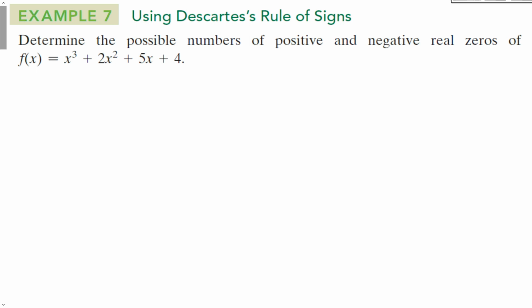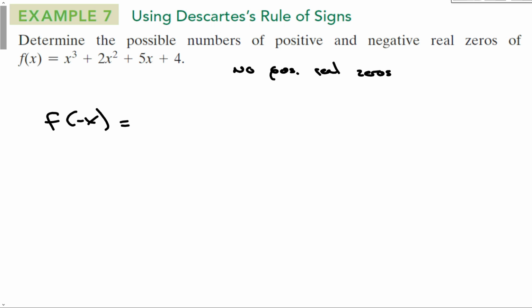So let's see how this actually works. And let's use Descartes' rule of signs to see the number of sign changes. Positive, positive, positive, positive. There are no sign changes for this function, okay? So there are no positive real zeros. But now we have to look at this function, f of negative x, okay?